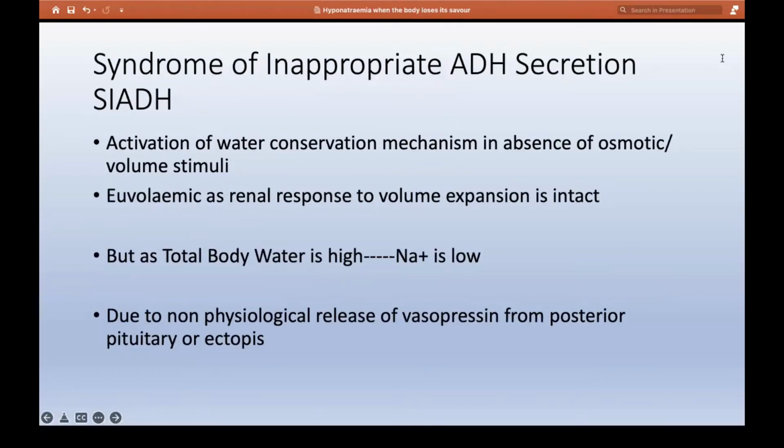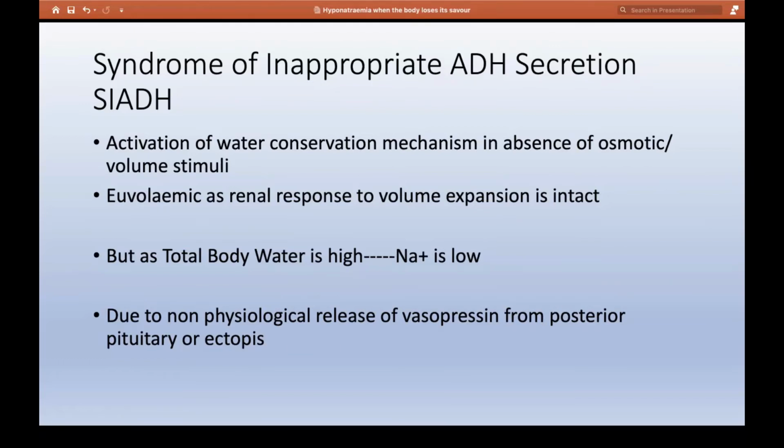Syndrome of inappropriate ADH secretion, or SIADH, is an important entity. This is a condition where there is water conservation happening in the absence of an osmotic or volume stimulus. So the patient is clinically euvolemic. The patient is not edematous and doesn't look to be hypovolemic. But there is a stimulus that causes the body to preserve more and more water, and then there will be low sodium.